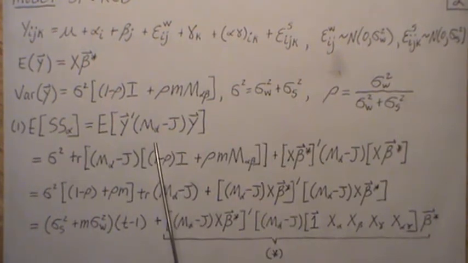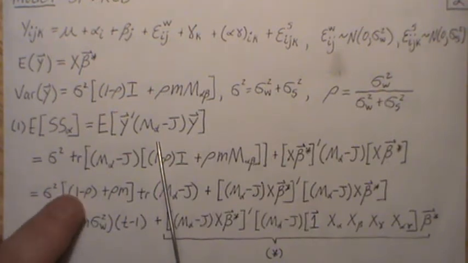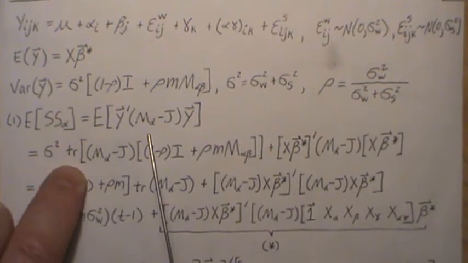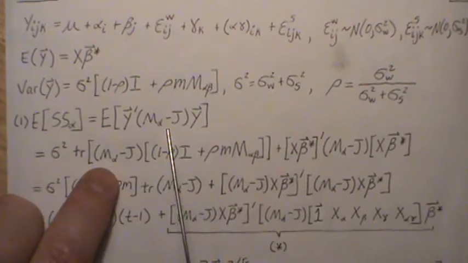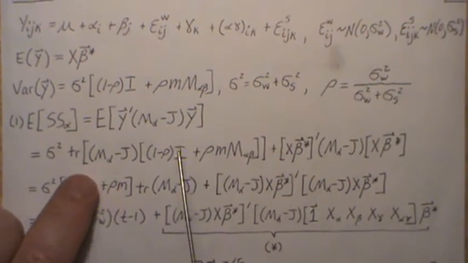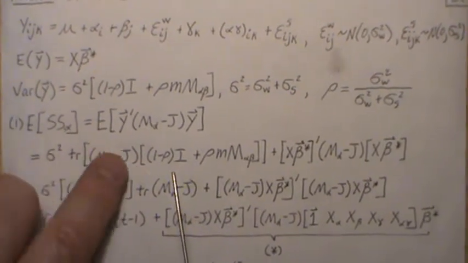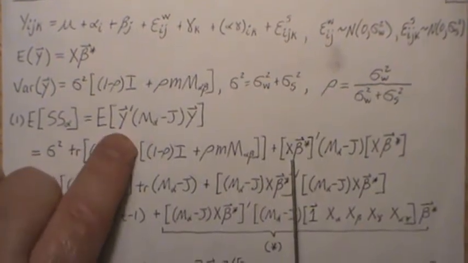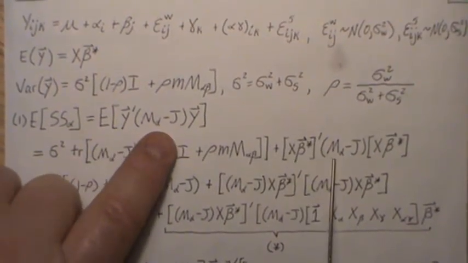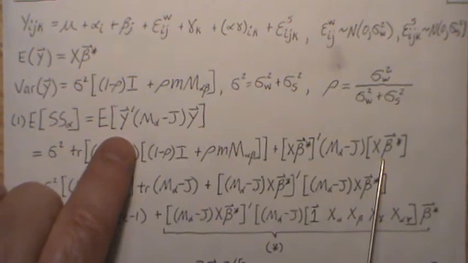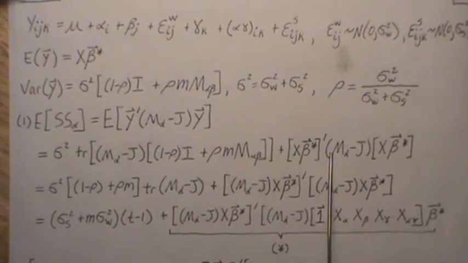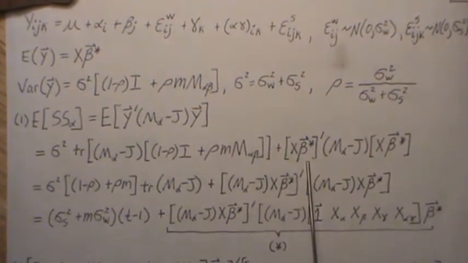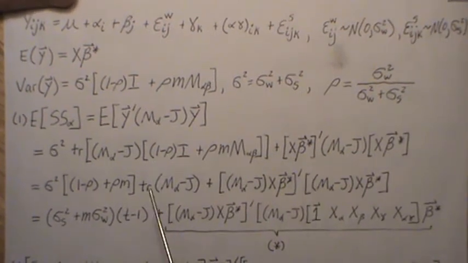Now I have a video out called Expected Value of Quadratic Forms, and there we derive the formula that we're going to use, which is this. It's the trace of this matrix times its variance. But since that's a constant, it can come out of the trace. Then it's the expected value of y times this matrix times the expected value of y. Don't forget the transpose.